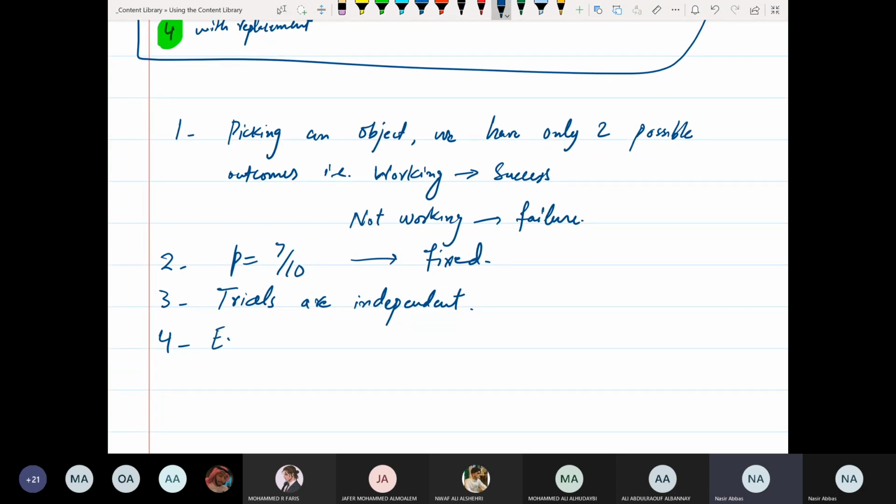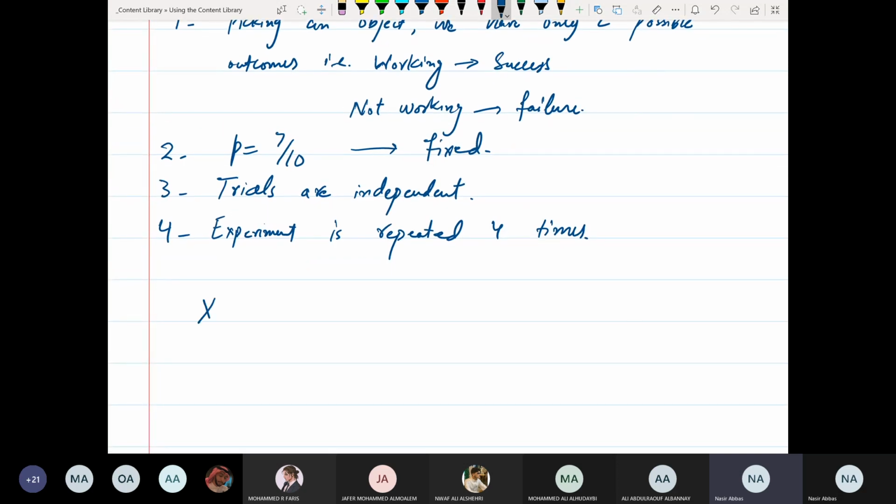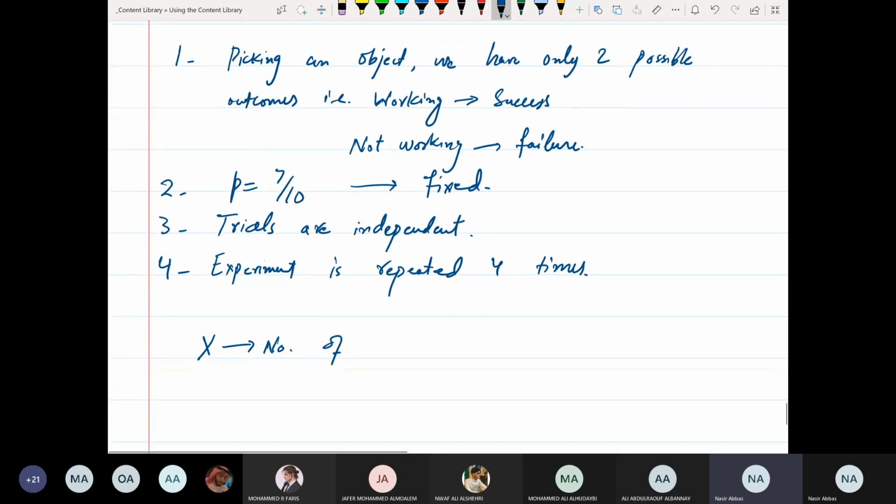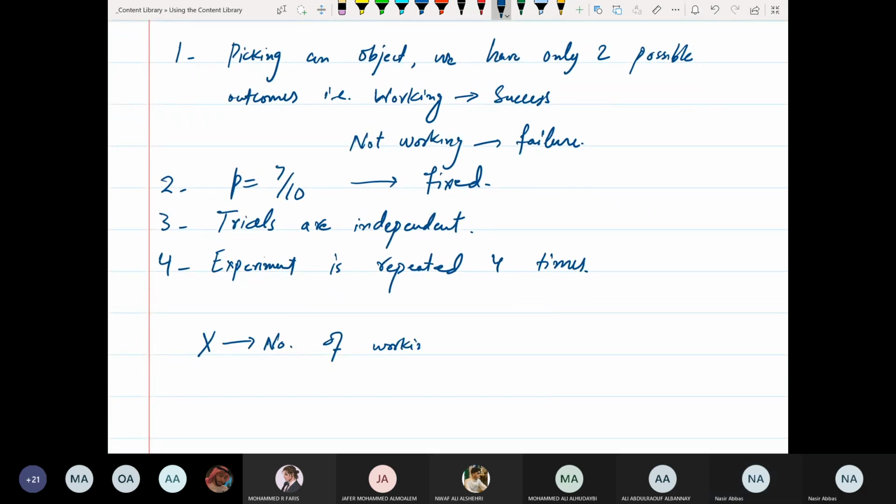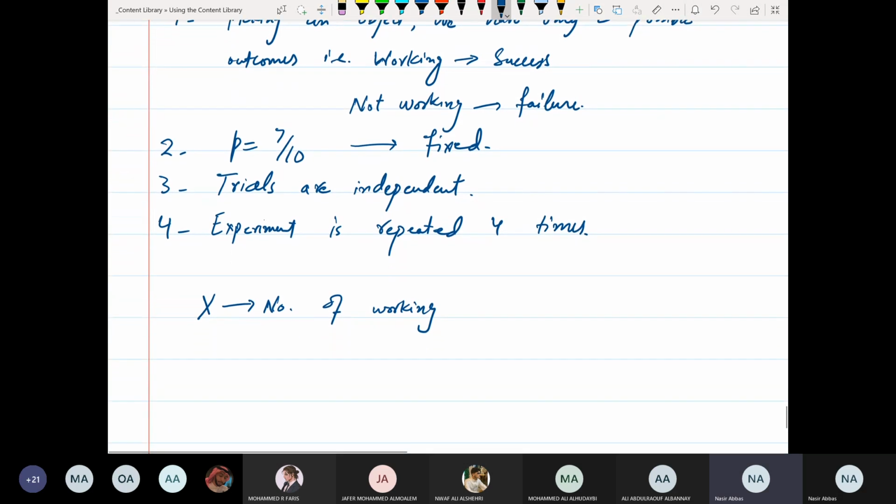So the experiment is repeated 4 times. We will not have a 5th trial, 4 times. So this experiment is called a binomial experiment. And from this experiment, if you define X as the number of, what did I define? Number of working, then this X has a binomial distribution.